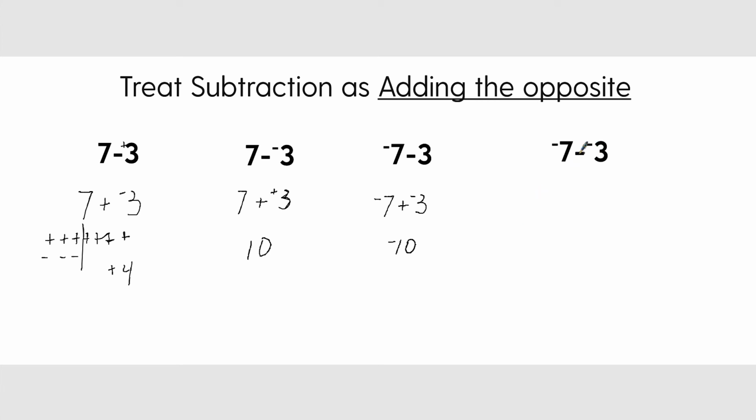Now here's the other one that I often see confuses students. So you have your negative 7. Just bringing that straight down, turn the subtraction into addition, and now turn this negative 3 into a positive 3. And then the result of that, let's do the little trick again. 1, 2, 3, 4, 5, 6, 7 negatives and 3 positives. Those are going to cancel out, and you're left with 4 negatives.